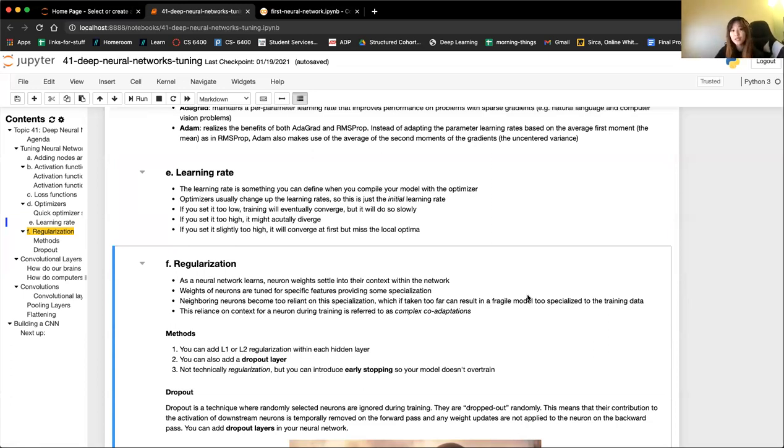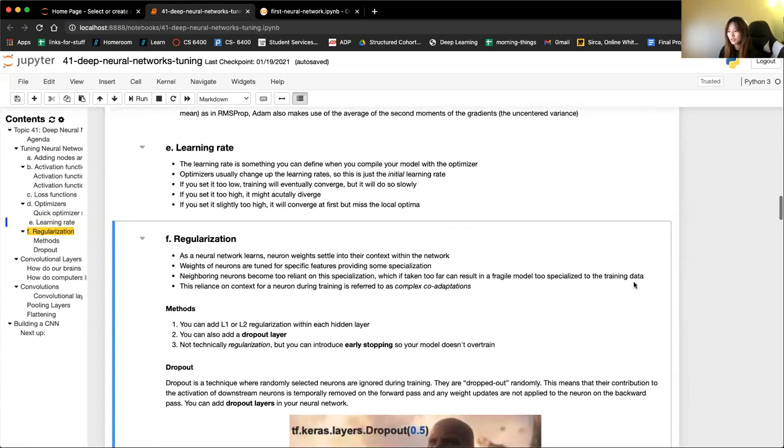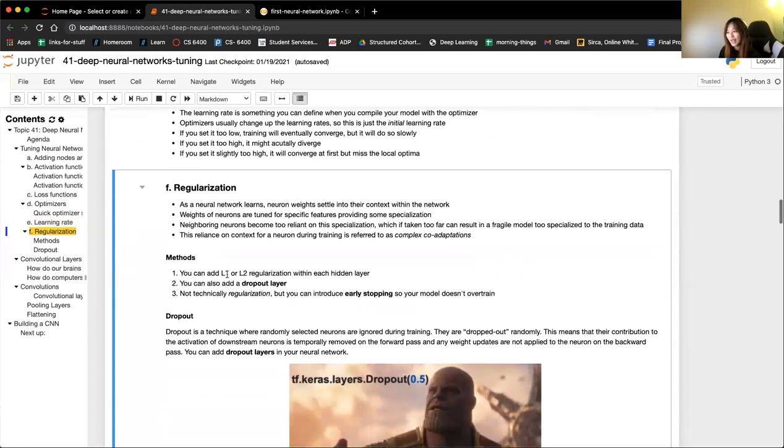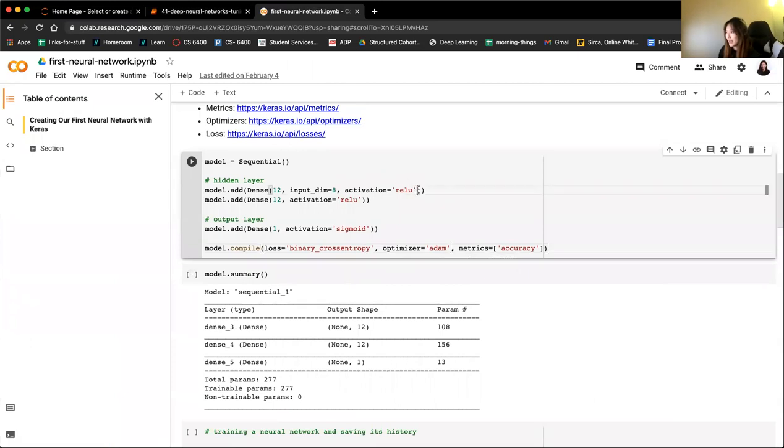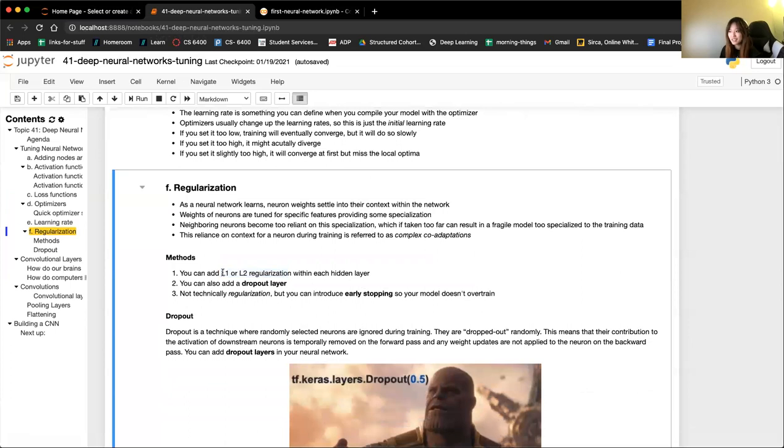So there are several ways that you can get regularization. Most simply, you can add L1 or L2 regularization within each hidden layer. Actually here, as an argument, I can add regularization. You can specify either L1 or L2. If you don't remember what that is, L1 is akin to lasso and L2 is akin to ridge. It just makes our penalty terms either absolute value or squared. Most of the time we use L2.